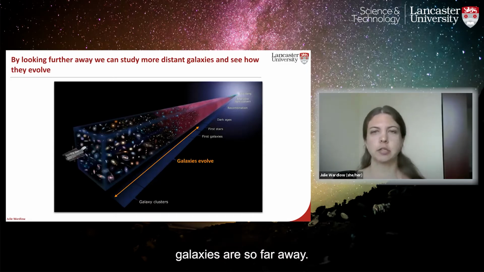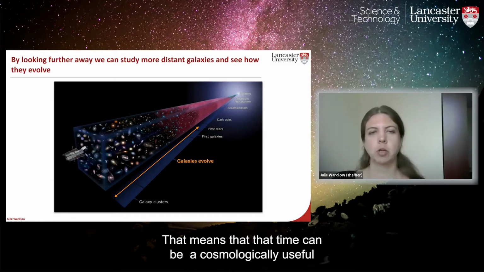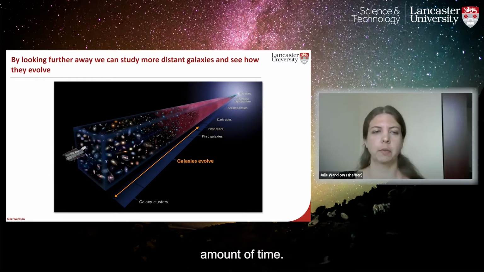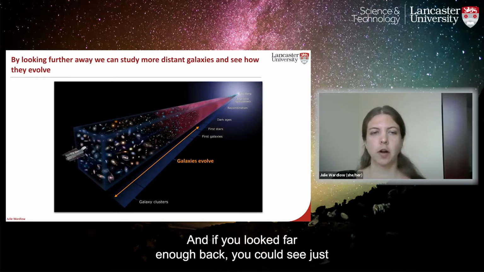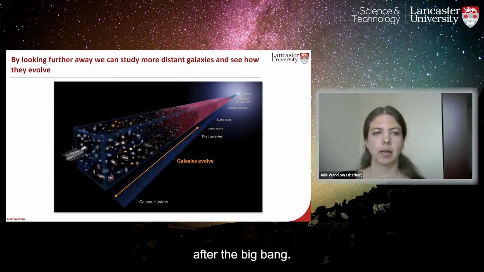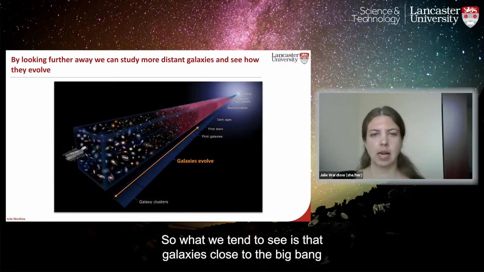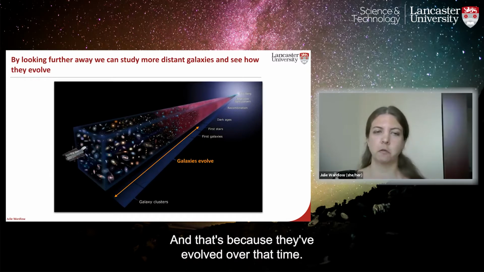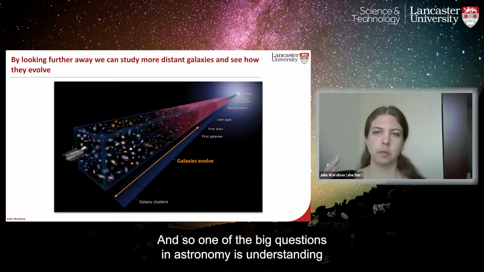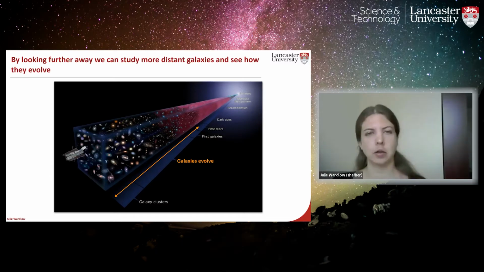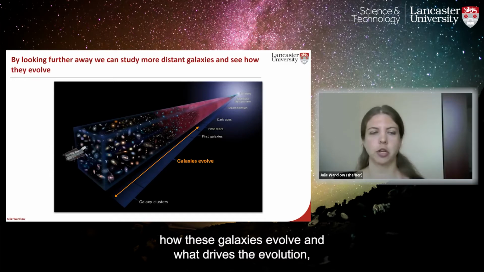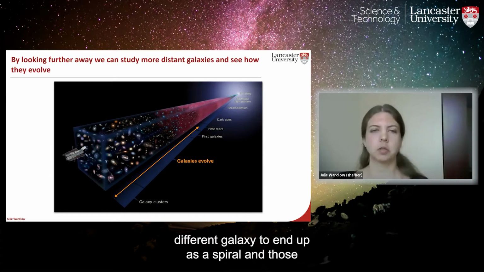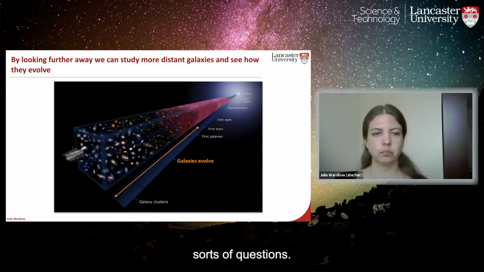And because these galaxies are so far away, that time can be a cosmologically useful, or cosmologically interesting, amount of time. And if you looked far enough back, you could see just after the Big Bang. So what we tend to see is that galaxies close to the Big Bang look very different from the galaxies local to us, and that's because they've evolved over that time. And so one of the big questions in astronomy is understanding how these galaxies evolve and what drives the evolution, what causes one galaxy to end up as an elliptical and a different galaxy to end up as a spiral, and those sorts of questions.